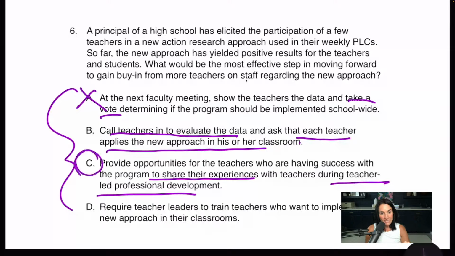Now you might say, well, B says evaluate the data. I can see where you would say that, but because of the ending piece here, it's not as good as C. And this is where you got to think critically about this. And reading the question stem will help us get us there too.